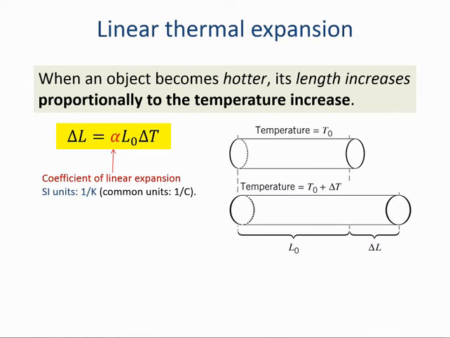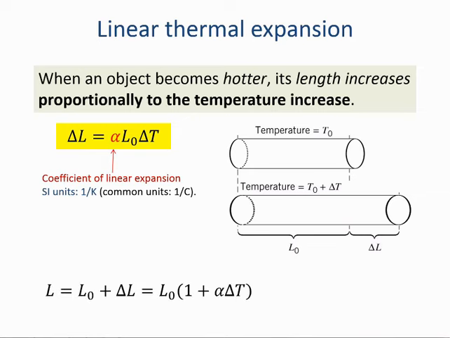Immediately looking at the dimensions of this expression, you can tell that the units of the coefficient of linear expansion must be inverse degrees, since the Kelvin and Celsius degrees have the same width. You could express delta T in Celsius or in Kelvin. Also, if delta T was negative, which means a temperature decrease, then the object would shrink. Delta L would be negative.